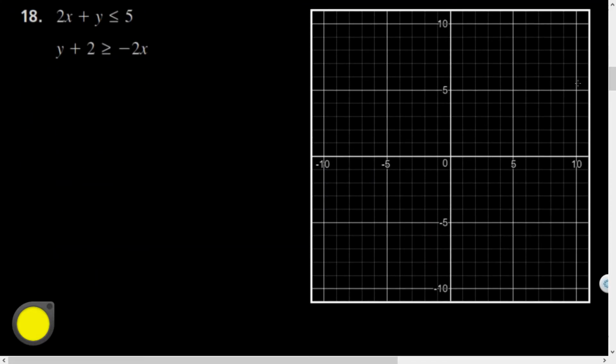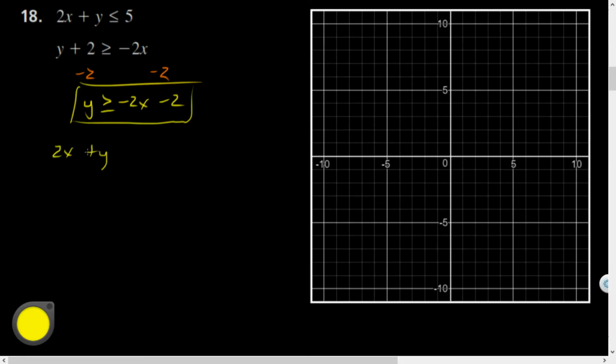All right, so here we go. Second to last problem. If I want to graph these, I'm going to actually rewrite these in slope-intercept form. Actually, why not just do this second one first? How do I get the y by itself here? Subtract 2 from both sides. I like it. So I'll have y is greater than or equal to -2x minus 2. So that is in slope-intercept form. Let's take the other one and get y by itself there as well.